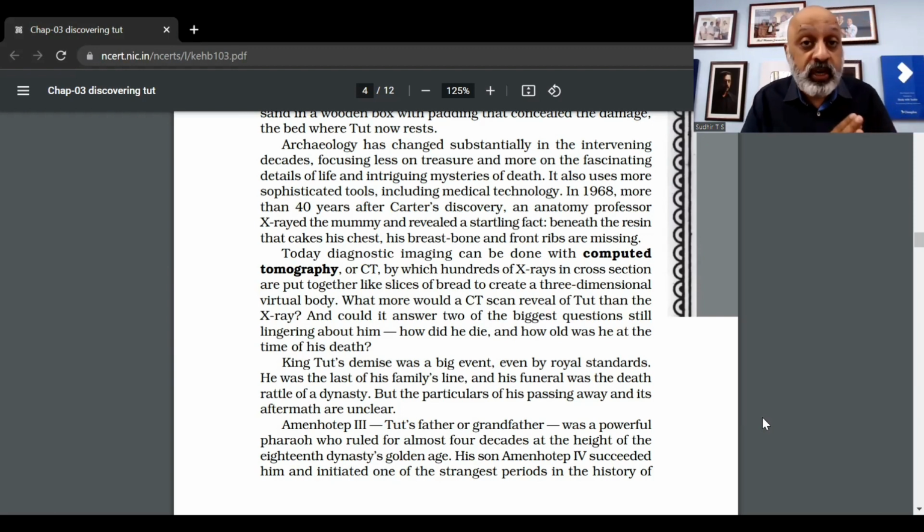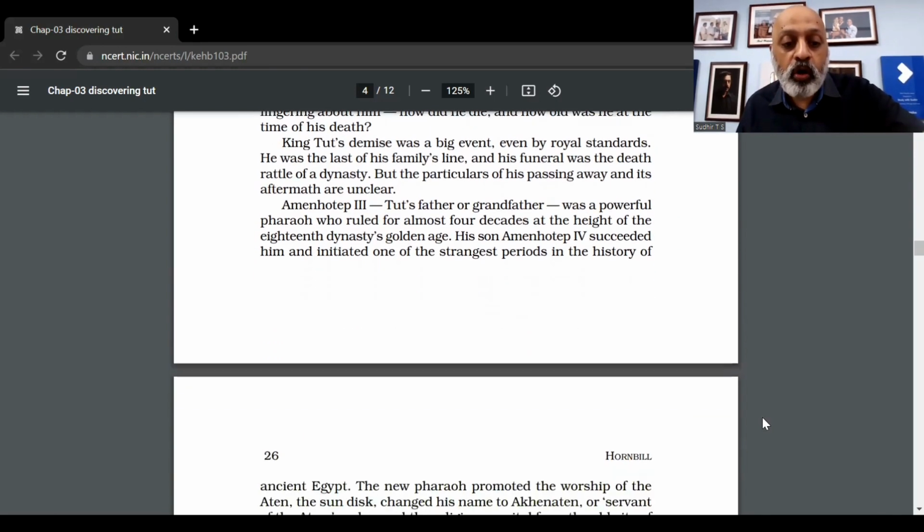Now, और flashback में जा रहे हैं, हमको King Tut के पहले की कहानी के बारे में बताया जा रहा है. Even by royal standards, he was the last in the family's clan, and his funeral was the death rattle of a dynasty. What is the death rattle? Death rattle means that the end is near. King Tut's death brought about the end of his dynasty. Okay. Amenhotep III, Tut's father or grandfather, more likely his grandfather, was a powerful pharaoh who ruled for almost 4 decades at the height of the 18th dynasty's golden age. His son Amenhotep IV succeeded him and initiated one of the strangest periods in the history of ancient Egypt.